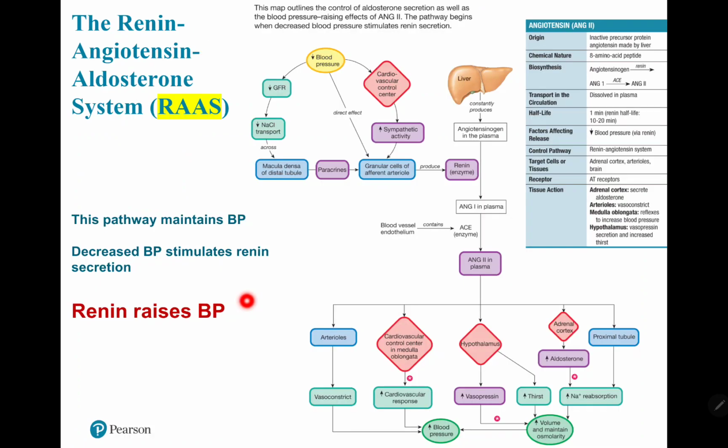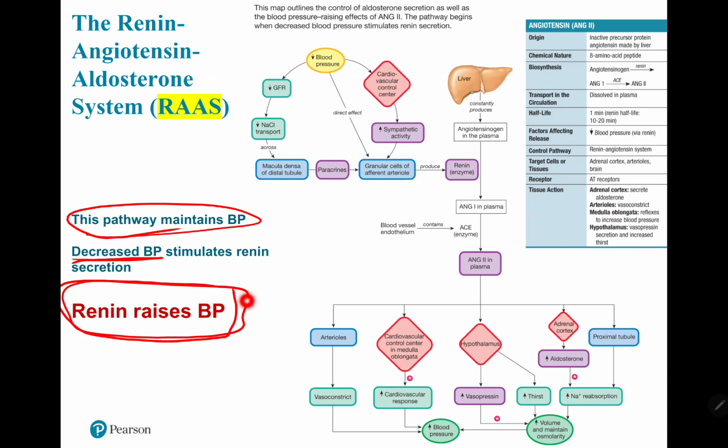And this RAAS cycle stands for the renin-angiotensin-aldosterone system. This is going to be a pathway that ultimately maintains blood pressure. This pathway will get stimulated when we have a decrease in blood pressure. When we have a decrease in blood pressure, we will then release renin. There are a few stimuli to release renin that we talked about in the session. Ultimately, when renin is released, its ultimate job through this cycle is to raise blood pressure.